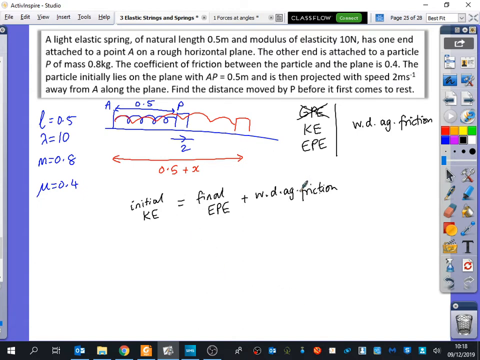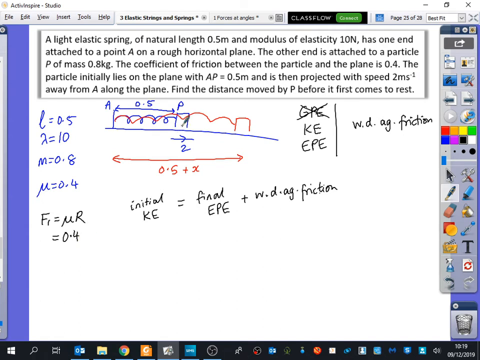Because I'm doing it on the board, I might do it over to the side of the page. I'm going to have to work out the work done against friction. They haven't told me what the frictional force is, so I need to work out what the frictional force is. How do you find out what friction is? Mu R. So we know that friction is mu R, which is 0.4. What's R in this case?